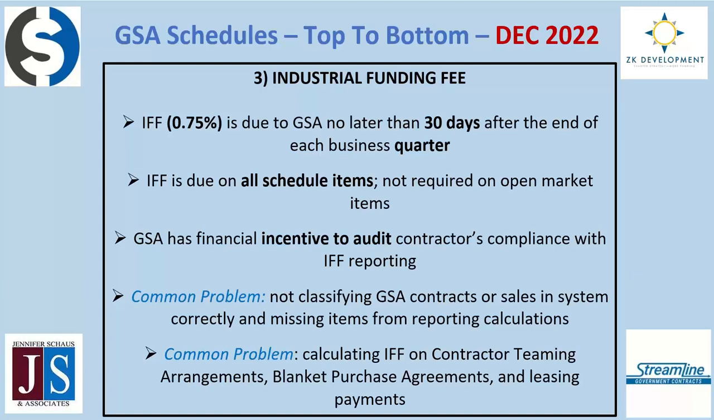And so if we're talking labor categories, it's pretty easy to track the IFF for that. But what gets a little more complicated is if the contract is a firm fixed price, then it's important to ensure that it's getting calculated correctly and that the correct party is also paying the IFF. For blanket purchase agreements, of course, it's not on the blanket purchase agreement itself, but it is on any orders that come under the blanket purchase agreement. So it's just something to be aware of. Next slide, please.